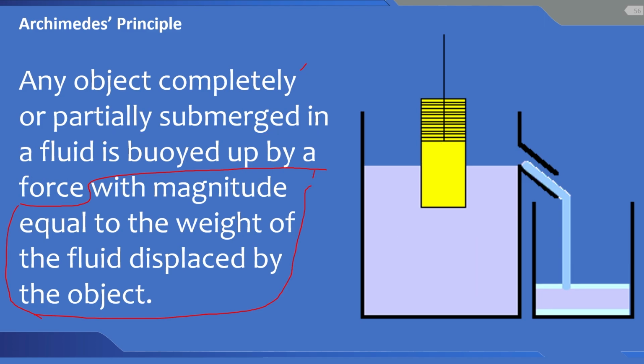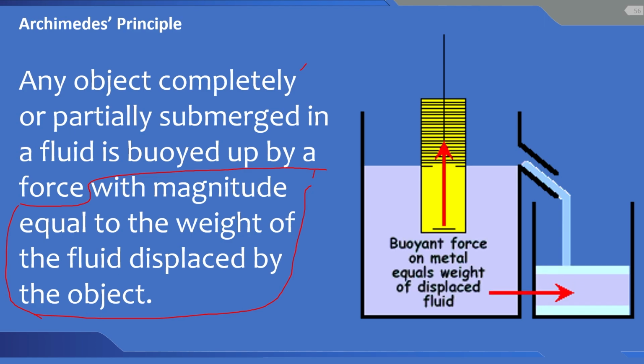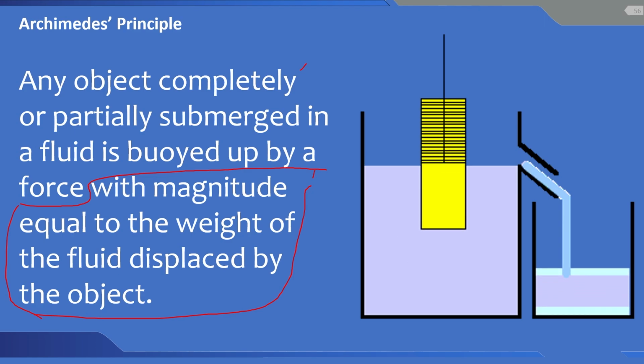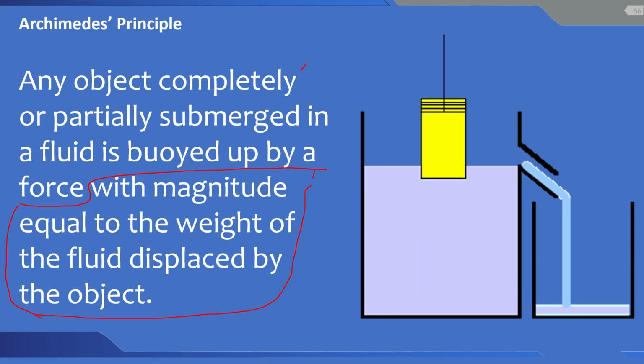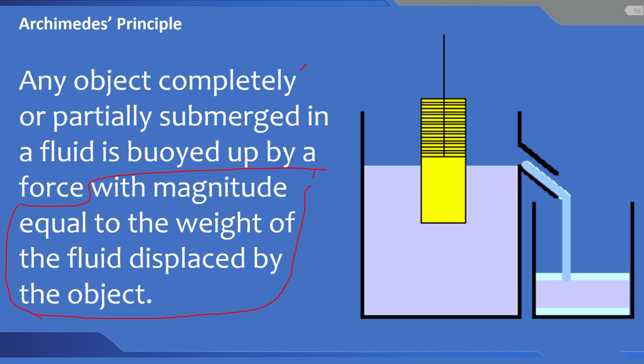And the statement "with magnitude equal to the weight of the fluid displaced by the object." According to the Archimedes Principle, the force exerted upward on the object, or the buoyant force, is exactly equal to the weight of the fluid that the object displaces.